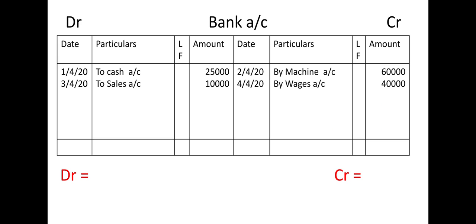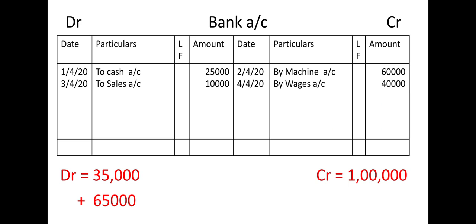Which total is more, student? Yes, credit total is 1 lakh and debit total is 35,000. Okay, so which total is less, student? Yes, debit total is less. So how much should I add on the debit side so that the total of debit and credit becomes equal? Yes, 65,000. If I add 65,000 on the debit side, then the total of debit and credit will become the same, equal. So this account will be balanced.